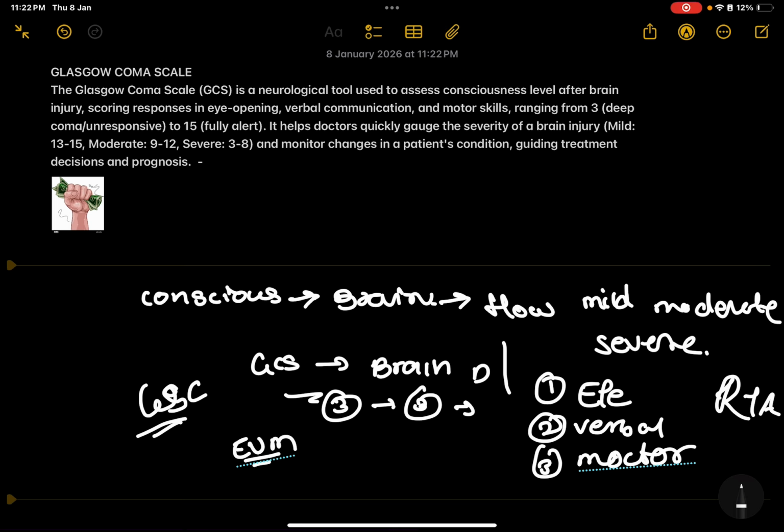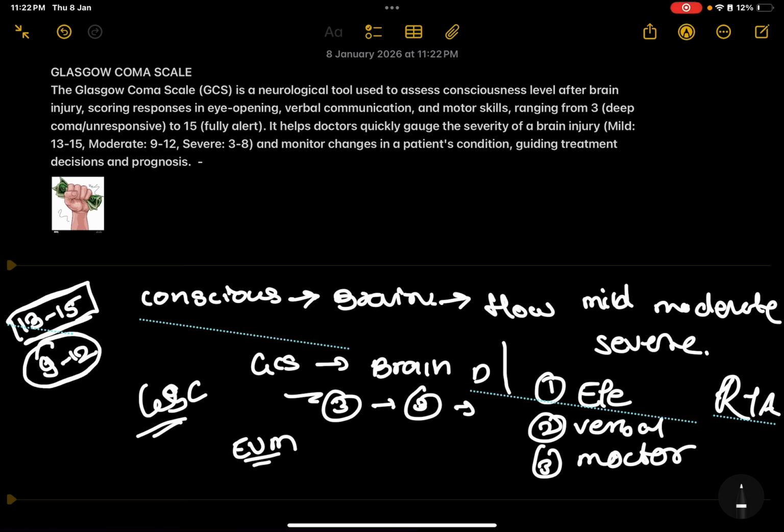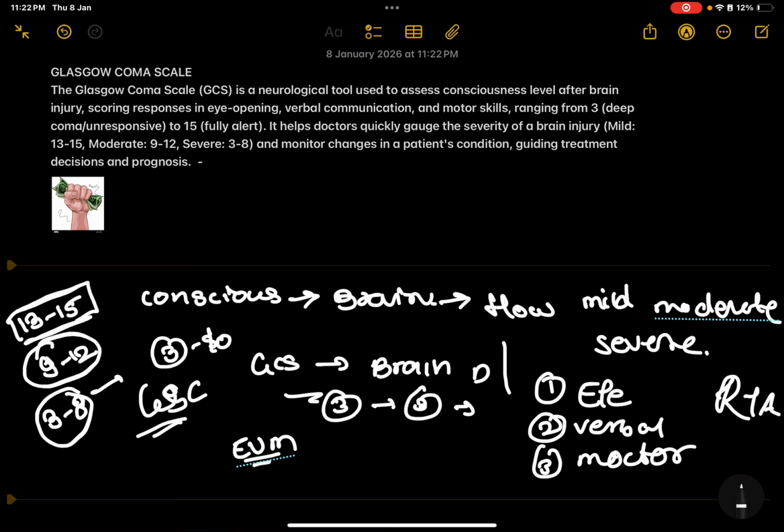So basically, a mild injury comes under the score of 13 to 15. A moderate brain injury comes under the score of 9 to 12. And a severe injury comes under the score of 3 to 8. So basically, 3 is the lowest score and 15 is the highest score of the GCS scale. Okay, I hope till now you all have got it.